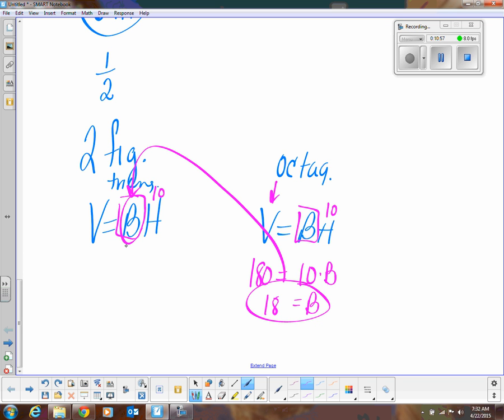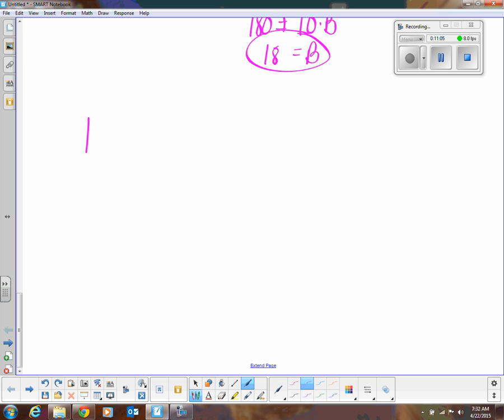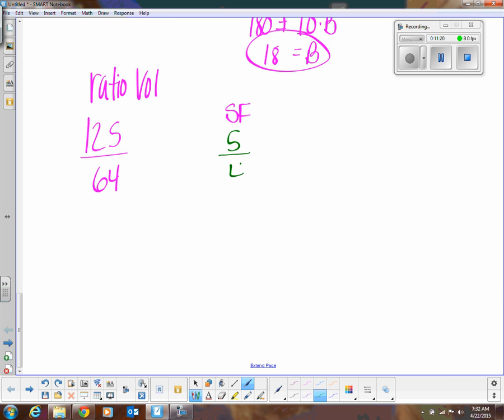Okay. Actually, on 14. Then on 15, they told you this 125, and some people used 125 over 64, and you shouldn't have. This is the ratio of volumes. What do you always do? You have to go down to what? Scale factor. So cube root of 125, cube root of 64.